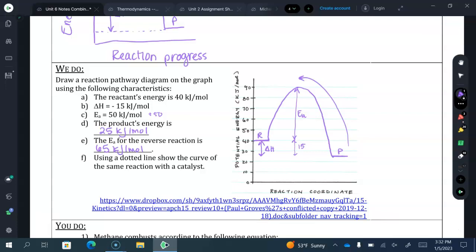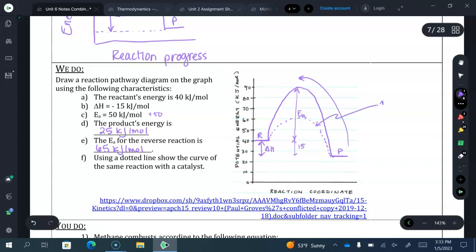And then finally, using a dotted line, show the curve of the same reaction with the catalyst. Now, remember from our notes that the catalyst does not change the enthalpy of reaction, so products and reactants stay at the same energy. We just add a dotted line that shows a lower activation energy. And that would be the one for our catalyst.